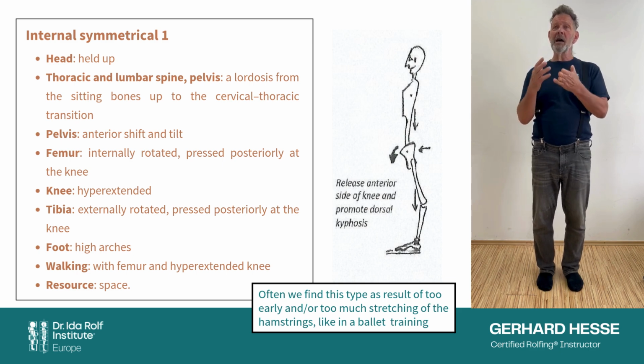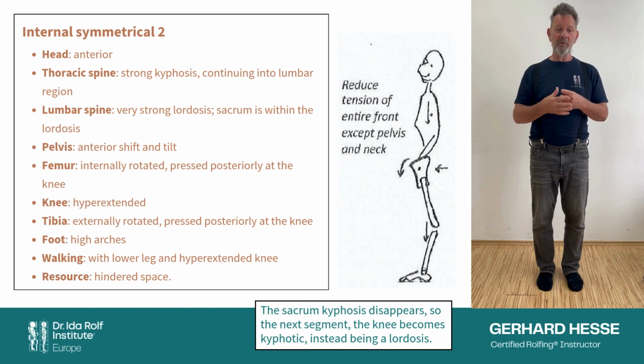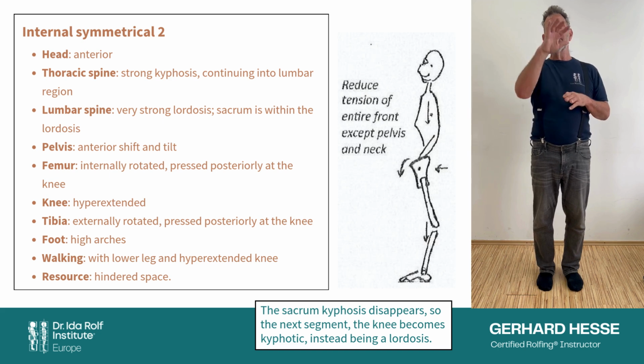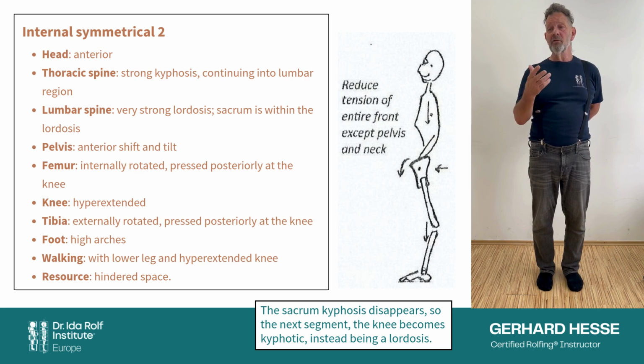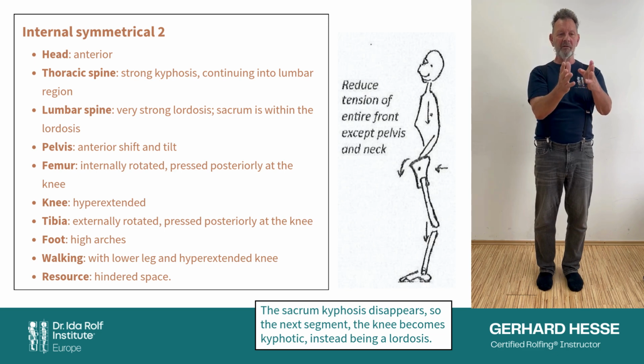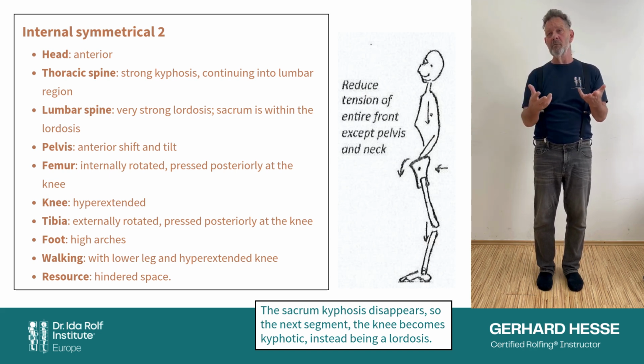Not so the other type of symmetrical internals, the down situation. The pelvis is shifted anterior, tilted anterior, the knees are in hyperextension, that looks the same. But their kyphosis is sunken completely down, reaching down to L2, L3, sometimes L4. So the sacral kyphosis is completely disappearing. The thoracic kyphosis goes down, down, down. The knee becomes the next kyphosis. So the alternation of kyphosis and lordosis is not given anymore.